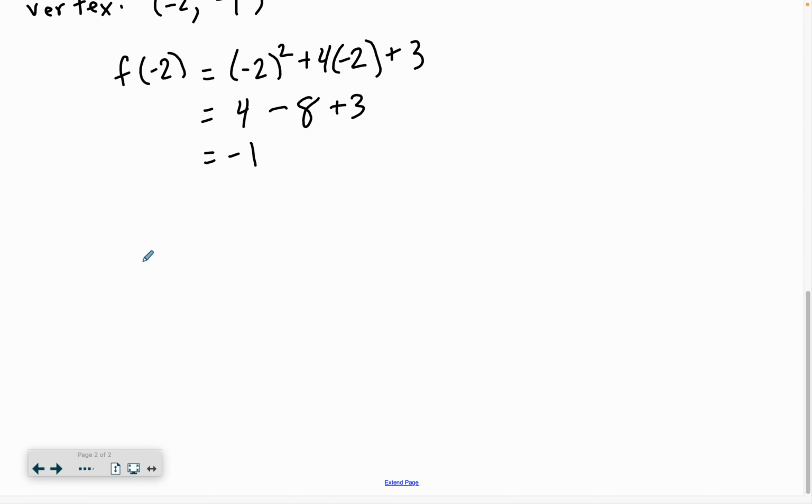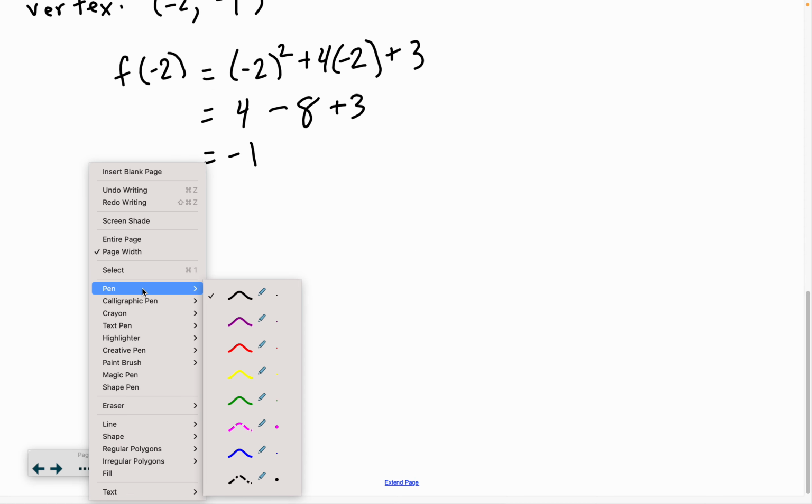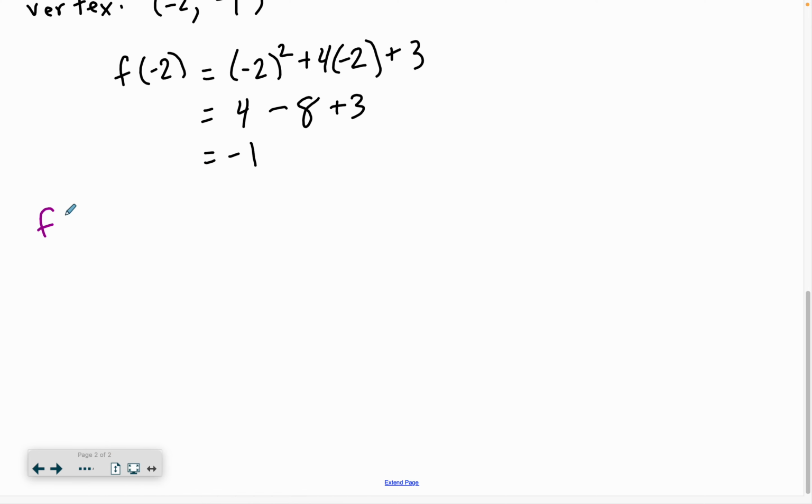We'll do one more just to make sure that we're getting a little bit of practice. What if it's a little bit more complicated? So we'll use function notation again, and suppose f of x equals negative x squared minus 6x plus 7. Again, the best thing you can do is write down a, b, and c. A is negative 1, b is negative 6, and c equals 7.